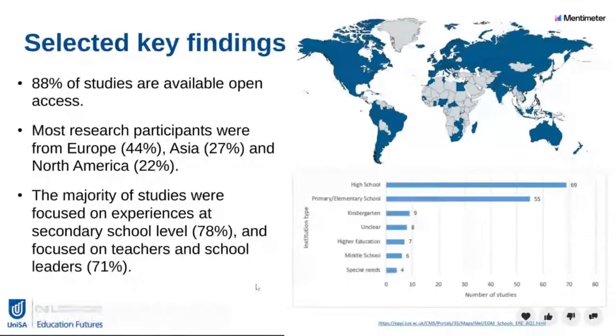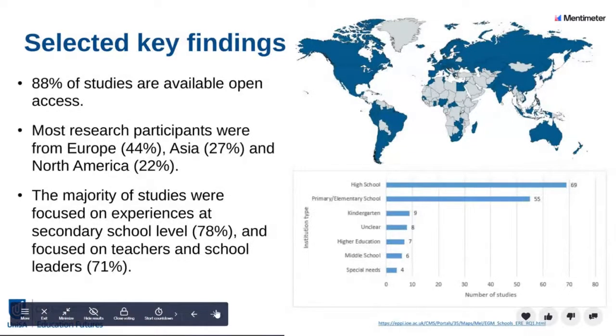So I'm going to share with you some of the selected findings, whilst I keep an eye on the time. I was really impressed that 88% of the studies were available open access, and that's something that's really important to me. I found that most of the research participants were from Europe, Asia, and North America, which does follow through with how the pandemic progressed, especially during the initial stages. Although we found in higher education that Europe and Asia were very similar in terms of where the research participants came from. The majority of studies were focused on experiences at the secondary level and focused on teachers and school leaders rather than the students themselves.